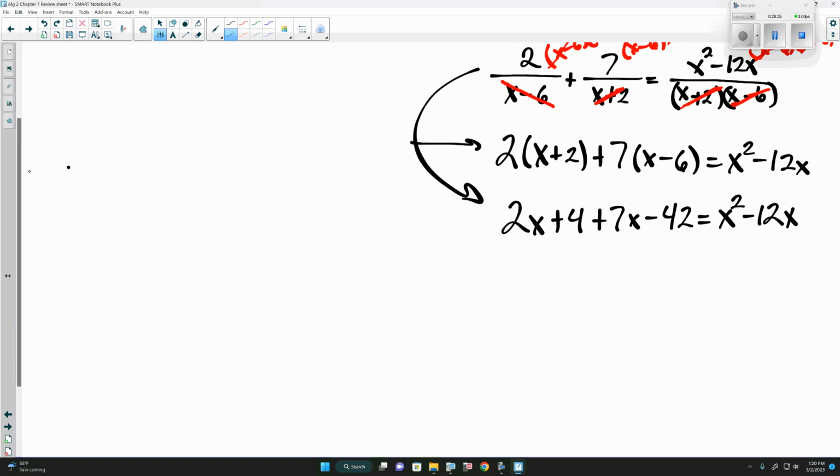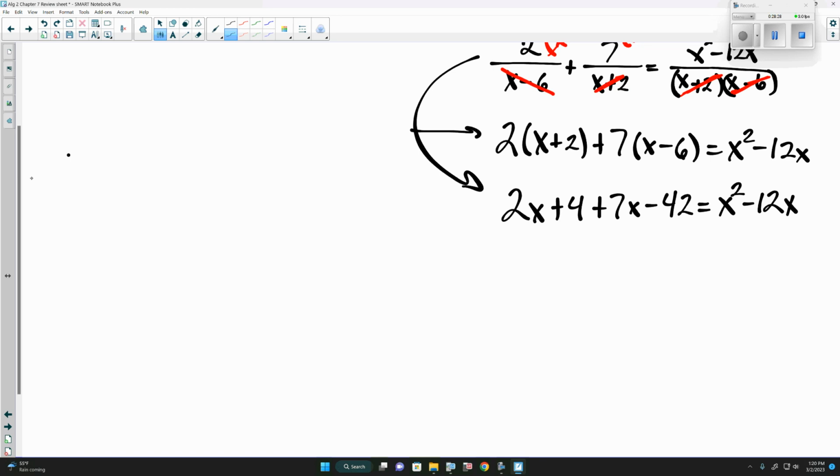Because that would change things a little bit. Now at this point, we can combine like terms. 2x and 7x is 9x. 4 minus 42 is 38.